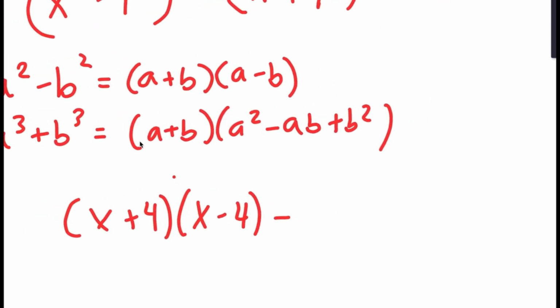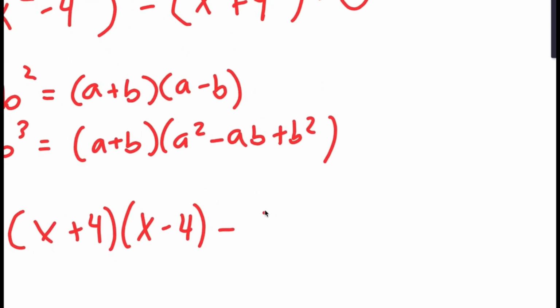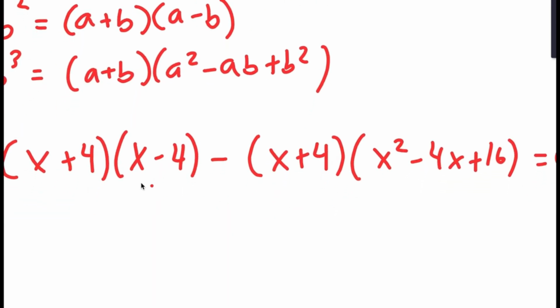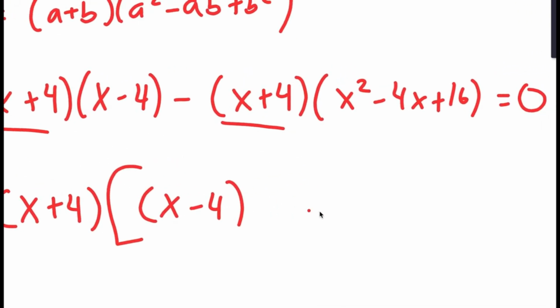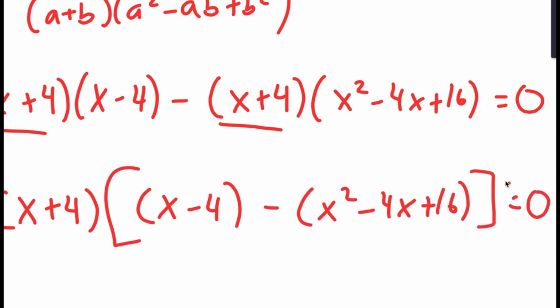I have this minus a to the power of 3 plus b to the power of 3, or in this case, x to the power of 3 plus 4 to the power of 3 is going to turn into x plus 4 times x squared minus 4x plus 16. Now, because both of these terms have x plus 4 in them, I can factor out x plus 4. So I get x plus 4 times x minus 4 minus x squared minus 4x plus 16 is equal to 0.